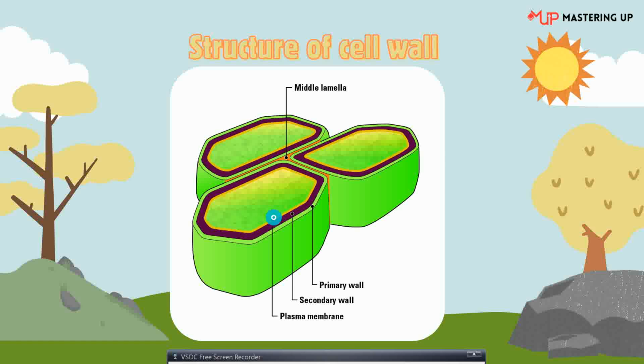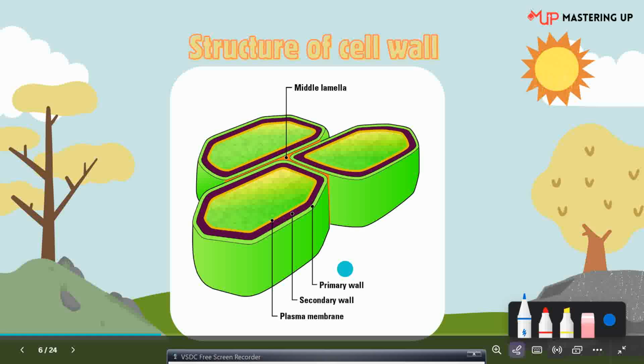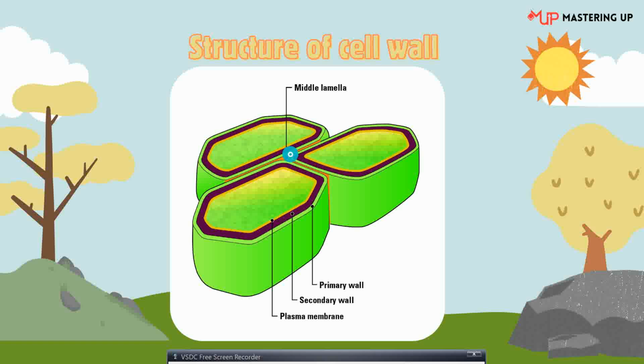So we have the plasma membrane covering the cytoplasm, and around the plasma membrane a secondary cell wall is present, and around the secondary cell wall the primary cell wall is present. We will study these different layers in the coming slides. Now, outside of this primary cell wall we have the middle lamella.